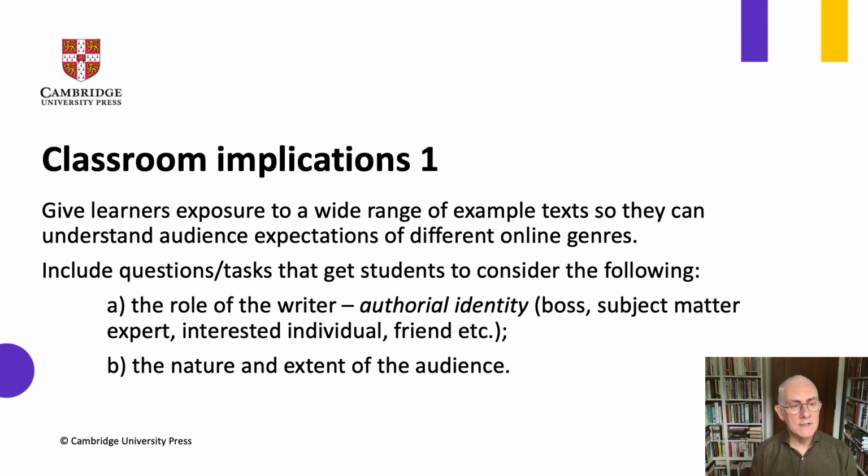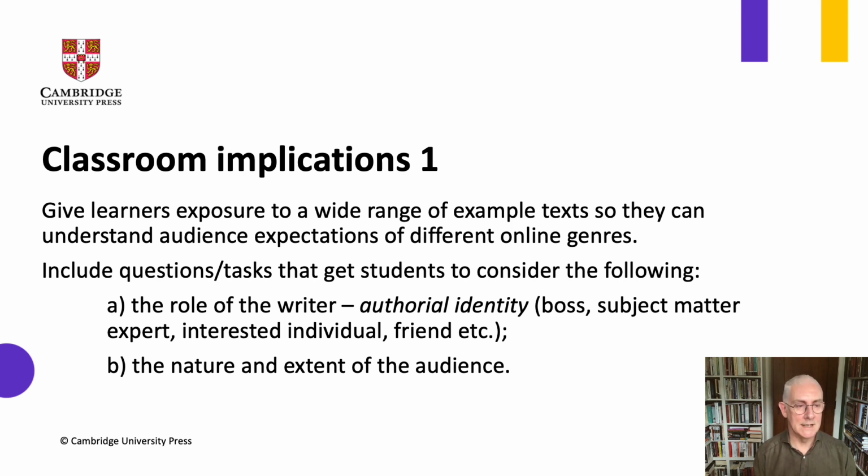So the first is to get students to consider the role of the writer. So what Ken Hyland calls authorial identity. So when we write, we usually write in a role. So for example, you might be writing in the role of being a boss to your employees. Or you might be in an academic setting, you might be writing as a subject matter expert to other experts. Or there might be something that you're interested in just as a private individual, and that you are writing in that role to share information. Or often you're just writing as a friend to another friend.